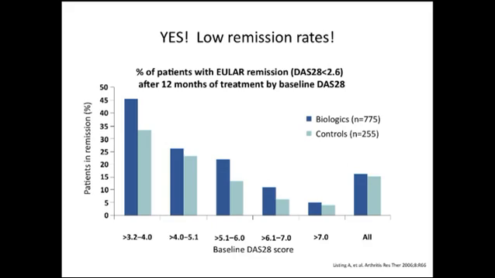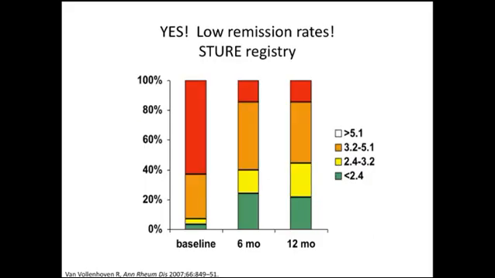Yes, low remission rates. When you look at the remission rates, which is based on EULAR remission of a DAS-28 of less than 2.6 after 12 months, you can see that the remission rates are not 100%. They are less than 50%, and even when you start with a high baseline disease activity, your chance to get remission is very low. So with the current treatment, in real life experience, remission is still the case in a minority of patients. And this is consistent in many different epidemiological investigations in Europe.